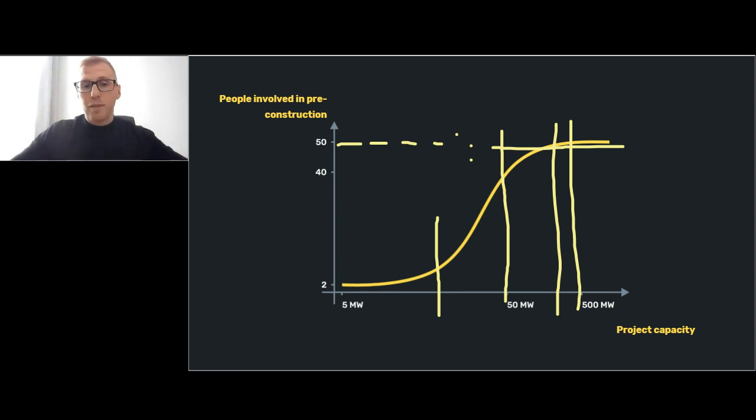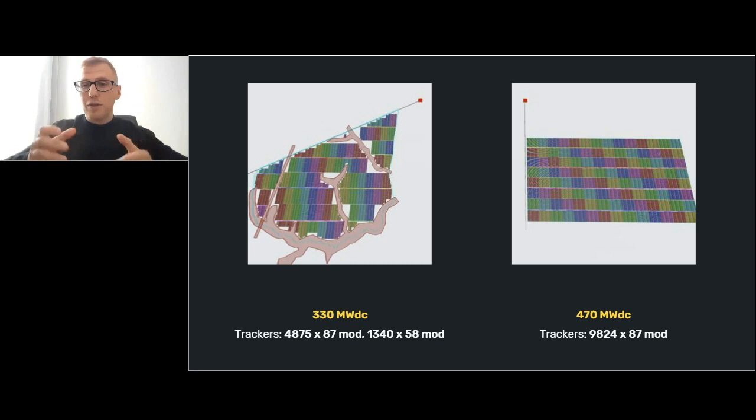Obviously the project complexity is not really super related to the project size, taking into account the fact that solar PV farm layouts are very repeatable. There are a lot of parts that are repeated across the layout. This is why even a smaller project can be less complicated. Let's say the left one with 330 megawatt DC can be slightly more complicated than the bigger one with 470 megawatt DC because of some geology conditions, some sophisticated boundaries and other things.